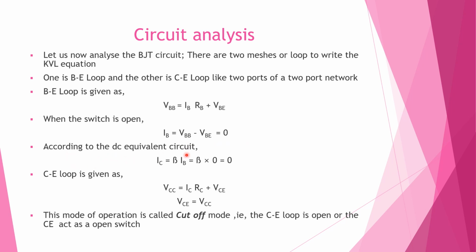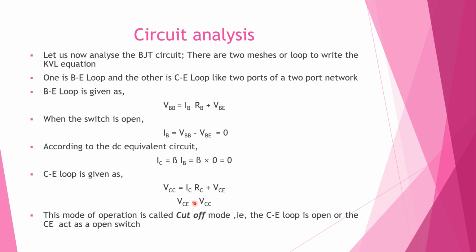So according to the DC equivalent circuit, IC is equal to beta IB. That is, at the collector, the dependent current source will be beta IB, that is beta into 0, equal to 0. So the collector emitter loop KVL equation we can write as VCC equal to IC RC plus VCE. So VCE equal to VCC. So at the output, at the collector terminal, the voltage will be VCC.